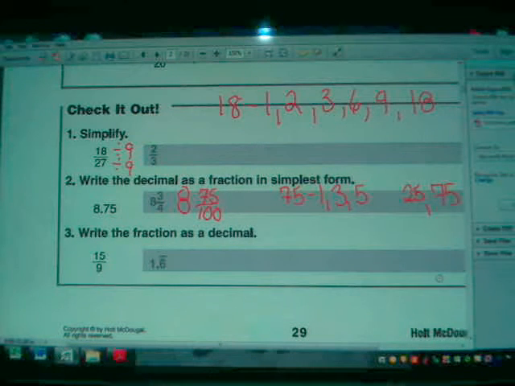Finally, in the last question there, number 3, they're asking us to write the fraction as a decimal, and that's 15/9. Again, this is a division problem. Numerator divided by denominator, or top number divided by bottom number. So I'm going to do 15 divided by 9, and on the calculator that's going to yield 1.6 repeating. That's the example I used actually earlier.